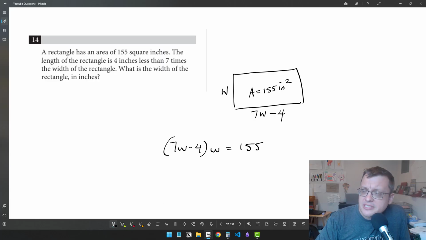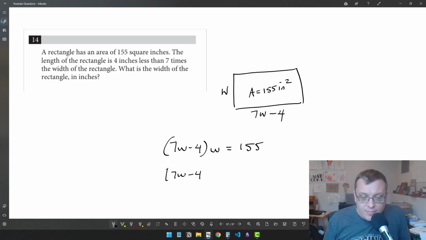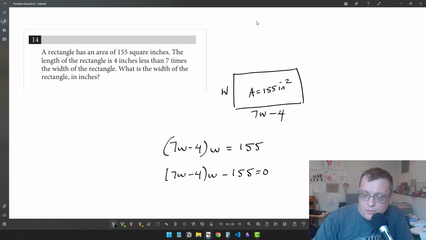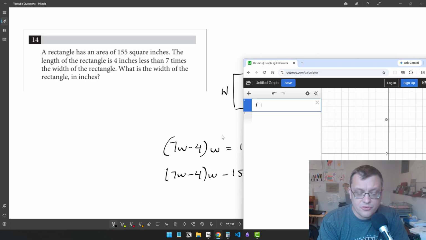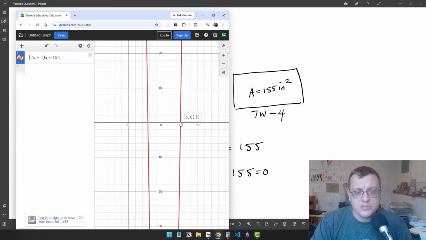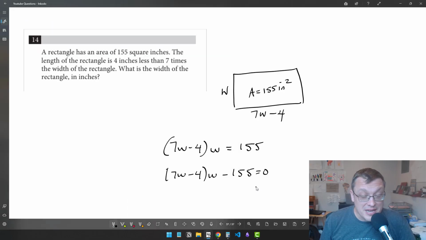So at this point, we could use Desmos. I think that's totally fine. Let's go ahead and use Desmos. So we'll do x instead of w. 7x minus 4 times x minus 155. And we want to know, where does this hit the x-axis, right? Where does it equal 0? And we see it does at 5. It also does at negative 4 and change, but we're going to ignore that. We want just this 5, because width can't be negative. So w is going to be 5, and so 5 would be the answer.